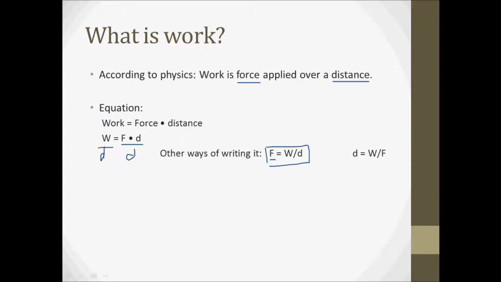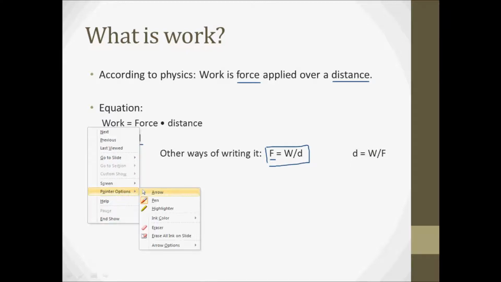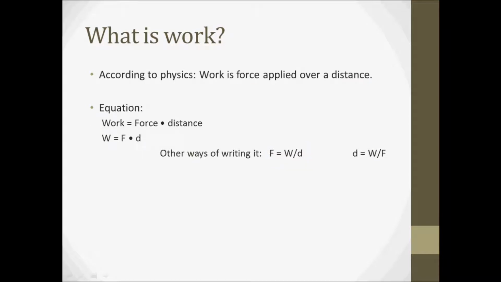Alright. Now let's say you have to solve for distance. Very similar way of rearranging the equation. This time you want to get this D by itself. So you're going to get rid of the F by dividing it out. Alright. And that's how you get this one.